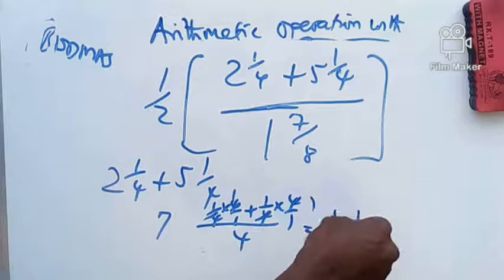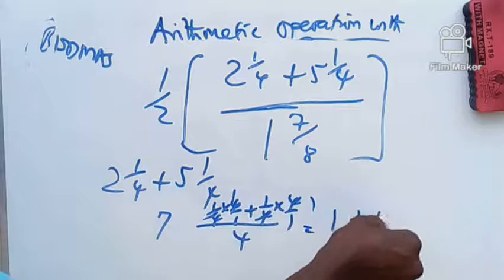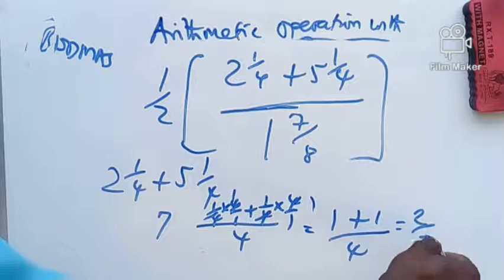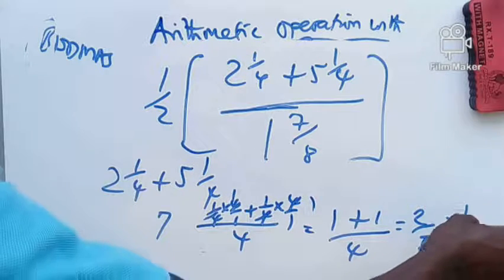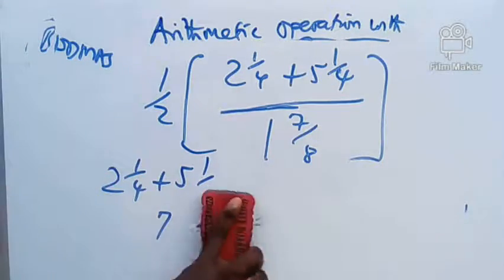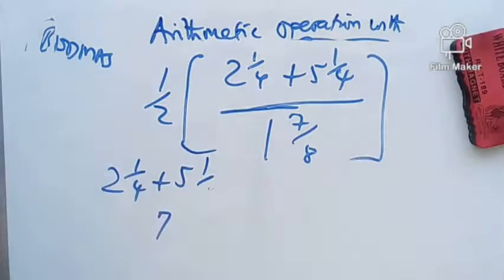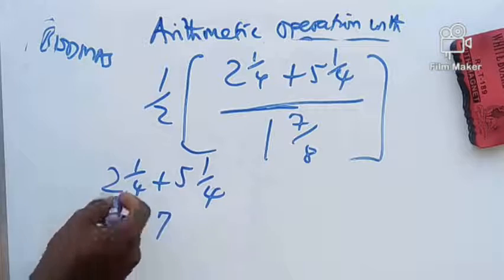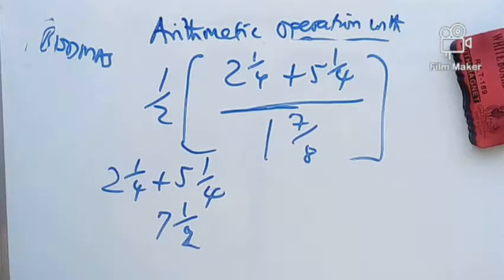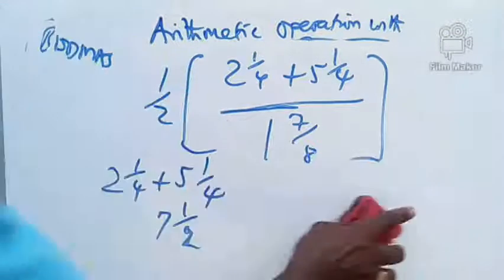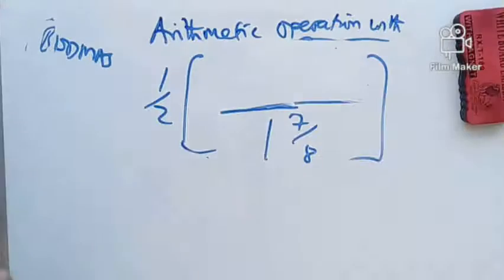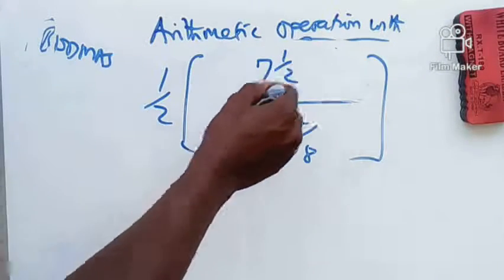Which is 1 plus 1 times 1, which is 1 again, divided by 4. So 1 plus 1 is 2 over 4, and 2 over 4 is the same as 1 over 2. So that is what we have here. The fraction is 1 over 2 and the whole number is 7, so we have 7 1/2. And that is what is at the top here. So we simply go ahead and put it in there. Everything here is 7 1/2.